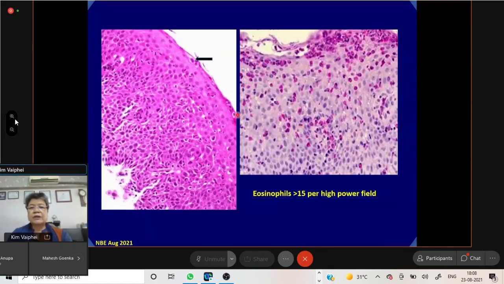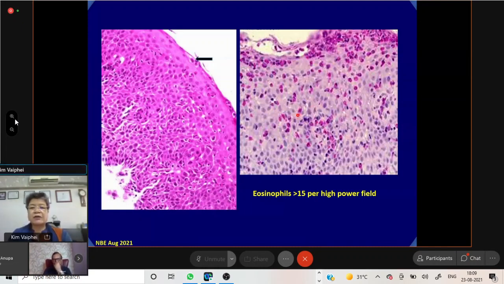Now coming to eosinophilic infiltration in the esophagus again. An important differential diagnosis of eosinophils in an esophageal biopsy for reflux esophagitis is eosinophilic esophagitis, as we all know. Usually the textbook writes that there should be more than 15 eosinophils per high power field in order to make a definitive diagnosis of eosinophilic esophagitis.